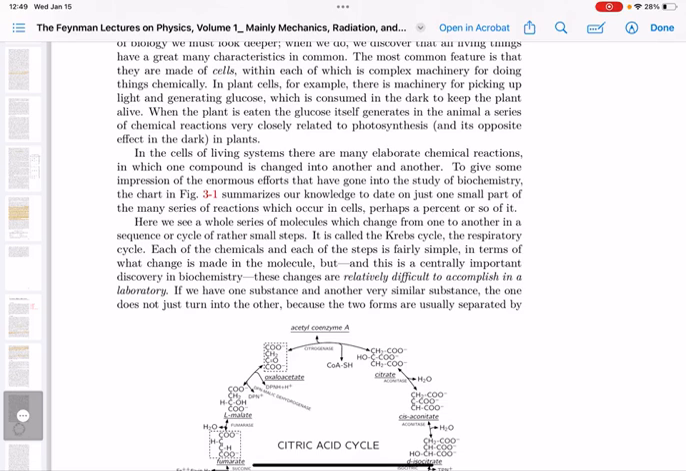Synthesis. Why is it so hard for me to pronounce that? Photosynthesis. It's not hard, but sometimes my mouth just doesn't cooperate.